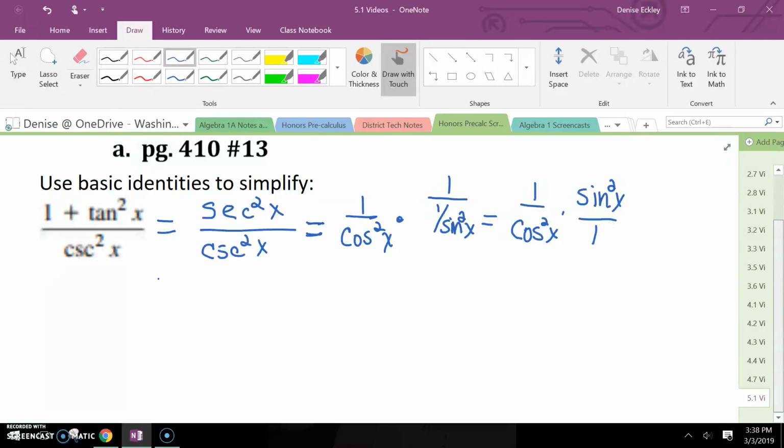So now where we're at here is we have sine squared over cosine squared of x, and that is one of our quotient identities, which is tangent squared x. And we cannot simplify it any more than that. So that is simplified.